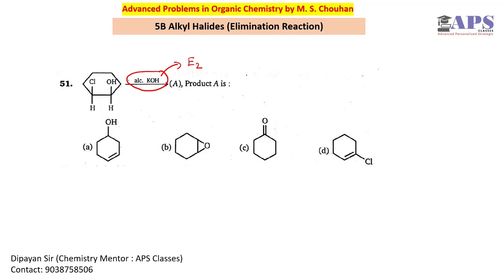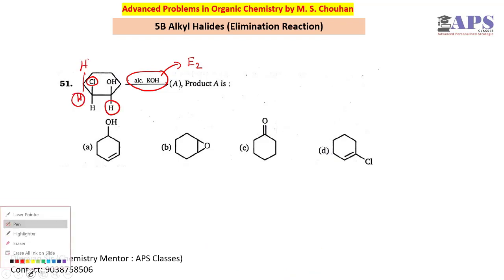Now we have two hydrogens which can be involved in this reaction, present at anti-periplanar position with respect to this chlorine, because chlorine is the leaving group. One is this hydrogen, another is this hydrogen. Between these two hydrogens, this hydrogen will be abstracted by base. Why? Because this is the beta position where the number of hydrogens is less, which is known as Saytzeff type of elimination.